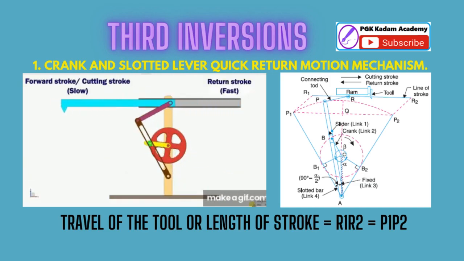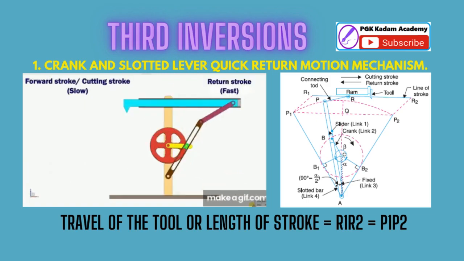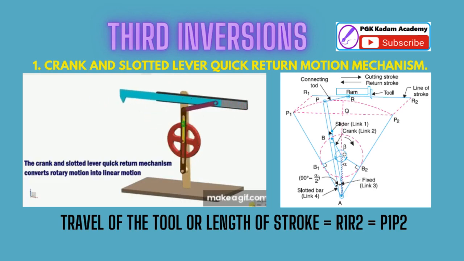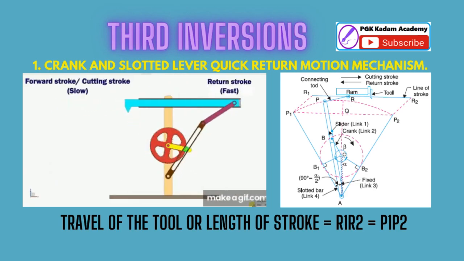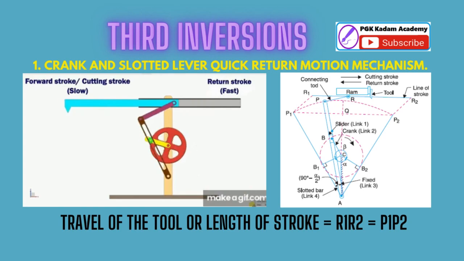The forward or cutting stroke occurs when the crank rotates from the position CB1 to CB2 or through an angle beta in the clockwise direction. The return stroke occurs when the crank rotates from the position CB2 to CB1 or through angle alpha in the clockwise direction. Since the crank has uniform angular speed, and the tool travels a distance of R1R2 during cutting and return stroke, therefore travel of the tool or length of stroke equals R1R2 equals P1P2.